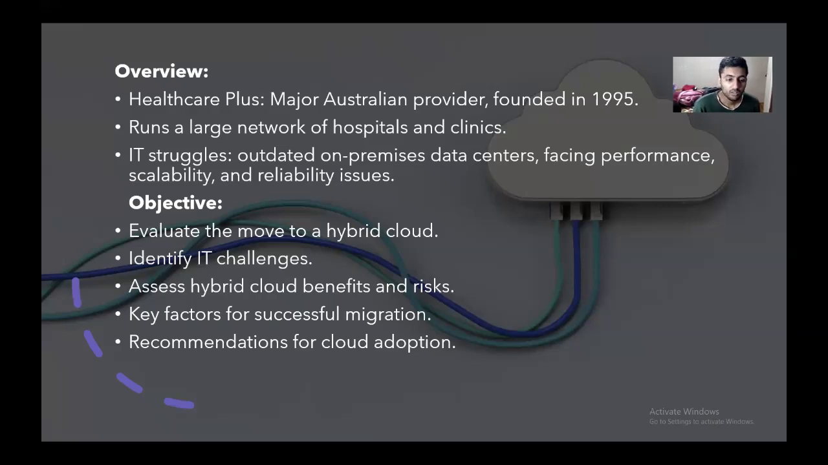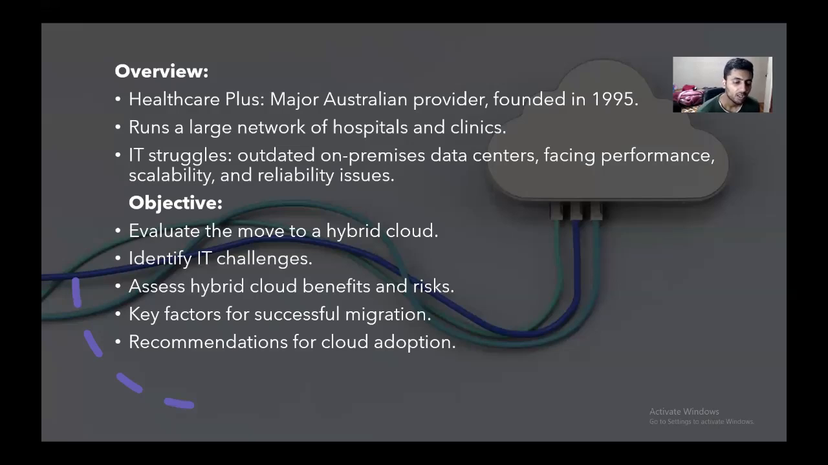The second objective will be to identify IT challenges, what challenges the company will face in order to move from their current structure to the hybrid cloud structure. The third objective is to assess hybrid cloud benefits and risks: what are the benefits that they will get if they move to the hybrid cloud, and what are the risks or the security measures that they need to follow.